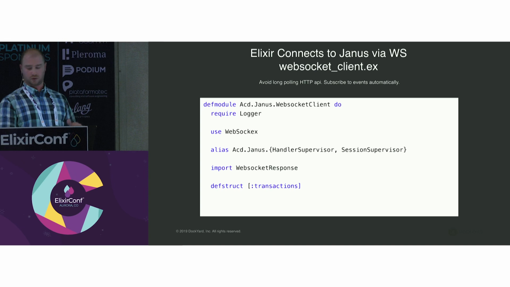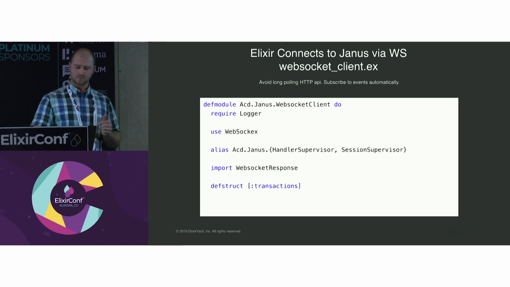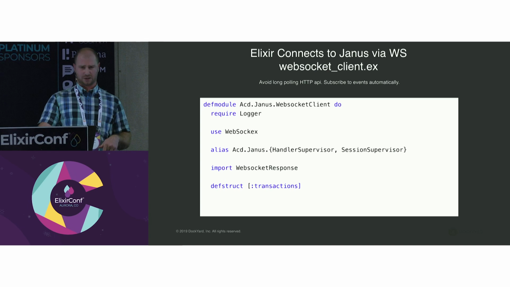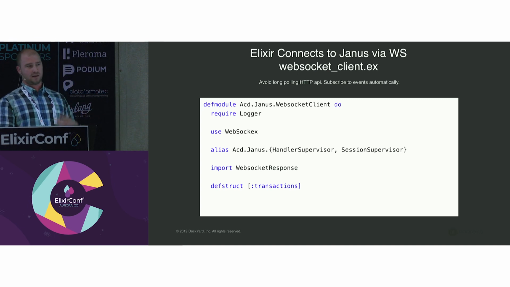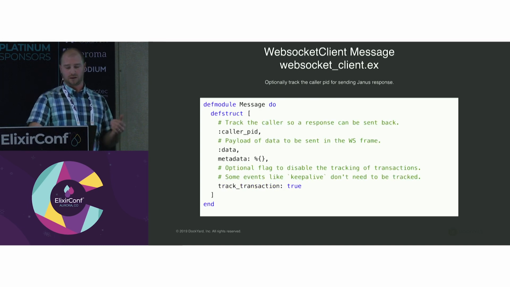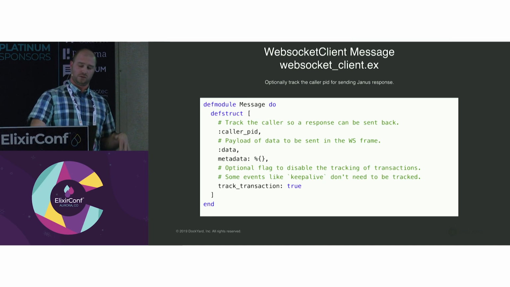So I'm going to hopefully quickly go through the WebSocket client. This is just another library you can use, the easiest implementation for me to use. Thing to note here is tracking transactions. Janus requires unique transaction IDs for, I think, almost everything. I'm just using a UUID, but there are a few core events, like creating a session, where you expect a response back. Since it's asynchronous, you need to track who sent it so you can get that response back. So we pass in a PID along with the transaction ID, and the WebSocket client holds a little state. And here's a message struct within the module, showing some of the things.